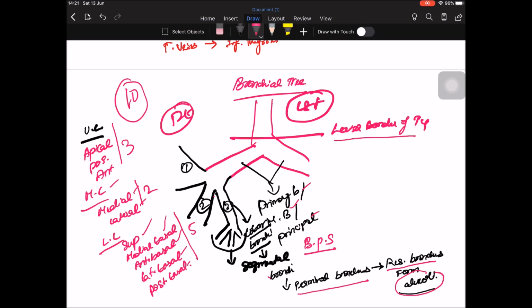So all the primary bronchi until the terminal bronchus, we call as dead space. Here gas exchange cannot happen, in the dead space. So in alveoli only the gaseous exchange happens.